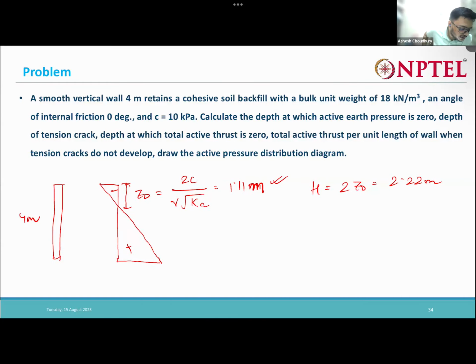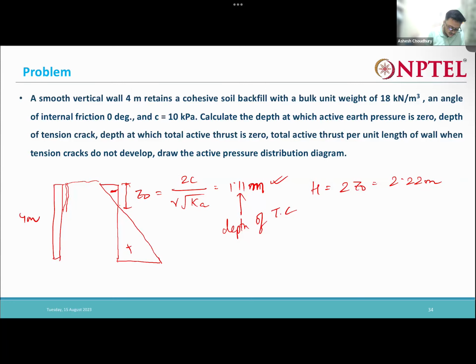Sorry, just a second. This Z naught is the depth of tension crack, because as this is negative, tensile stresses are coming, and as you know, soil is weak in tension. So some cracks will develop in the soil due to tension. So the depth of tension crack will be the same as Z naught, the depth at which the active earth pressure is 0. The depth of tension crack is equal to Z naught, which is equal to 1.11 meter.